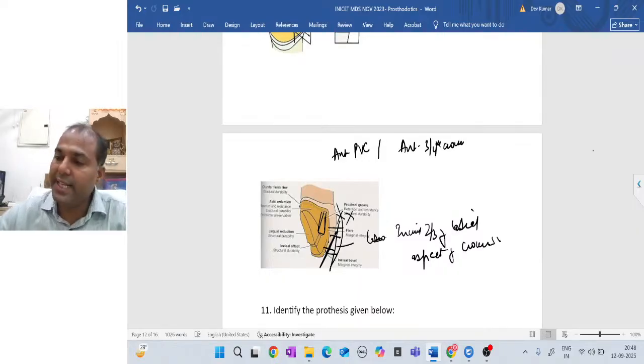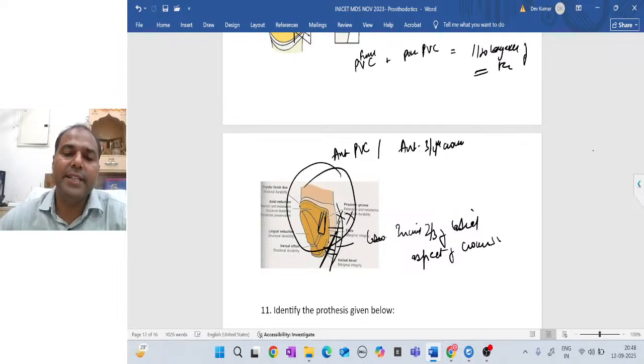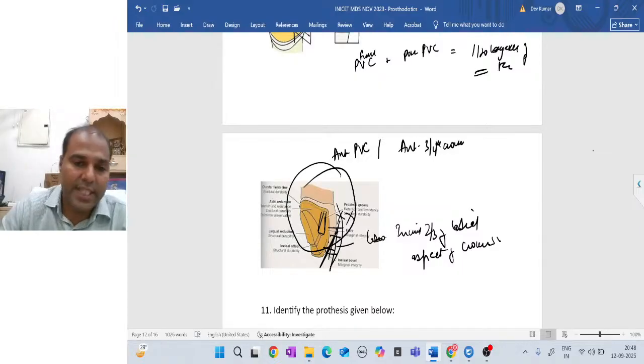Posterior veneer crown, again I am saying posterior veneer crown, posterior full veneer crown or posterior partial veneer crown, parallel to the long axis of the teeth. But when we are going for anterior, then it has to be parallel to the incisal two-thirds of the labial aspect of the crown, then only it can be seated well.